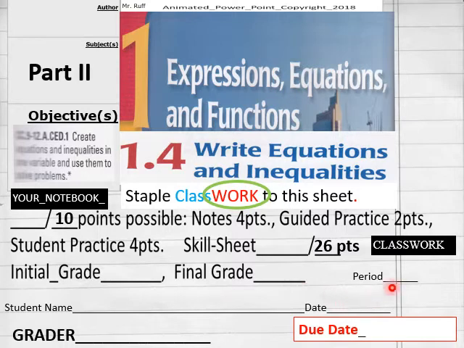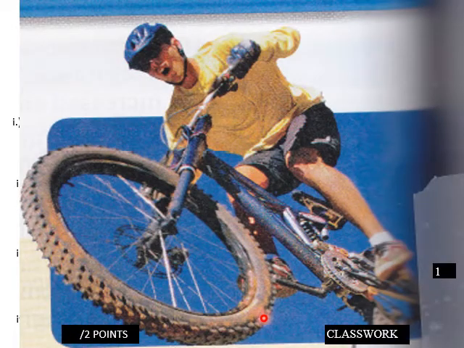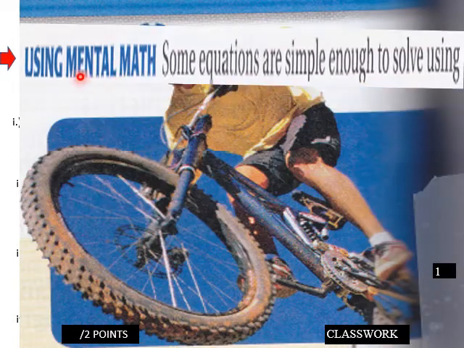Students, put your name, date, and period here, on your phone, your tablet, your paper, your Droid, your PC, your iPad. And let's go to page 1 of today's class worksheet.